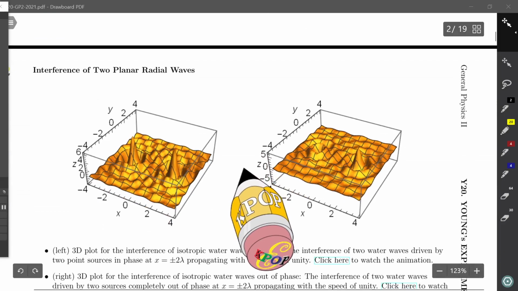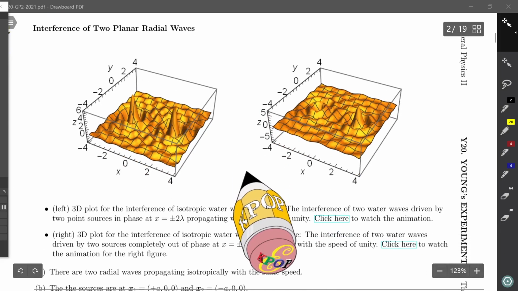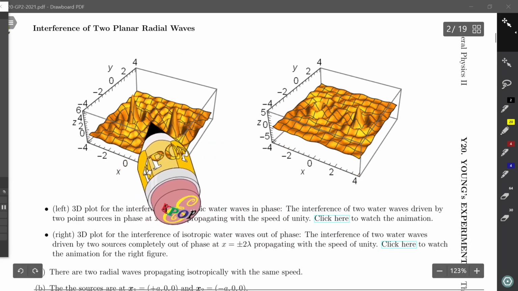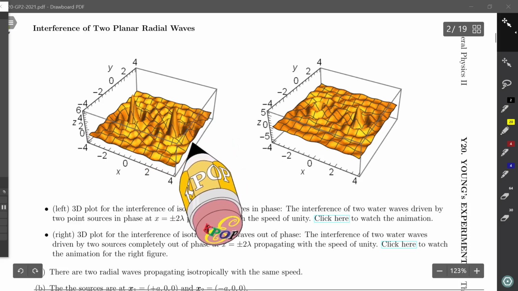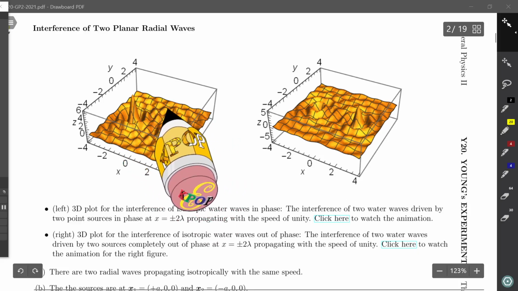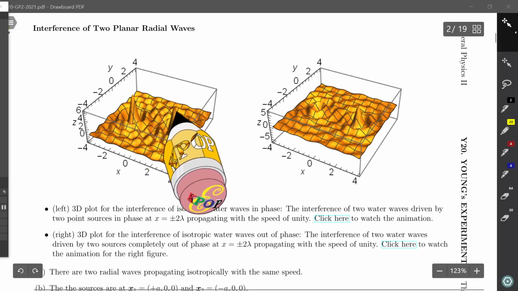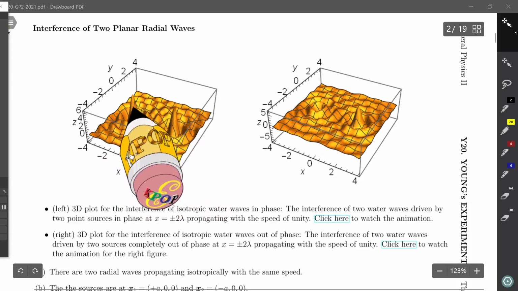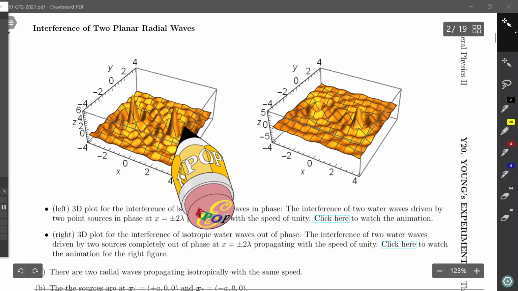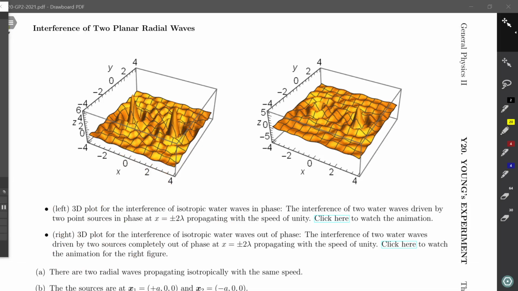So let us consider the superposition of two waves. This one shows the two sources of the waves. The radial waves are oscillating simultaneously. The two phases of the two sources are equal. Then we say the two sources are in equal phase, and it is also called coherent waves.